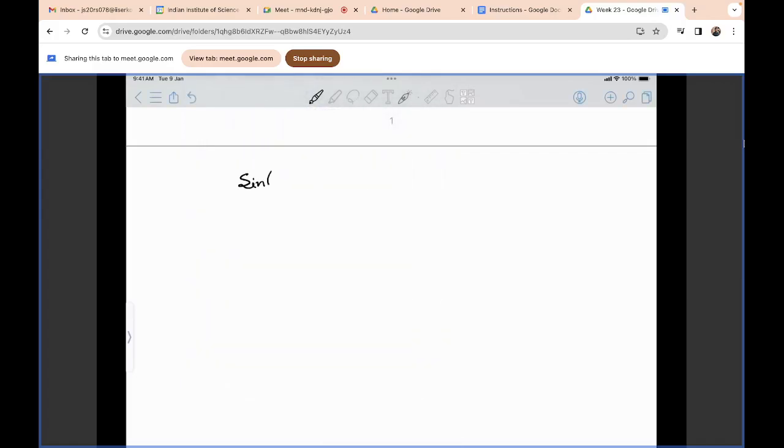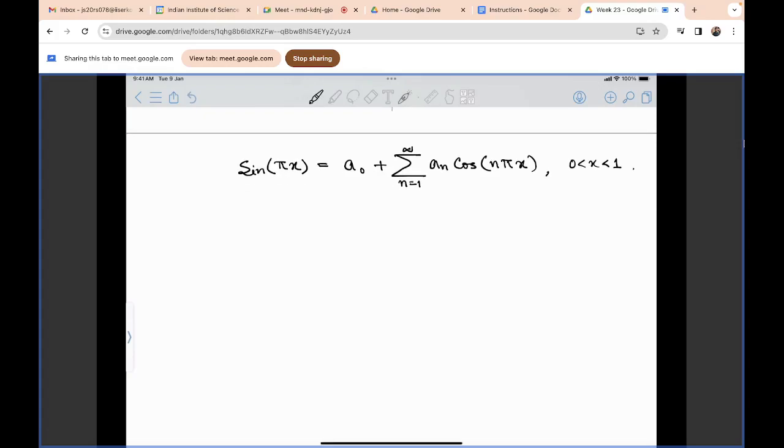So sin pi x is written in terms of a0 plus summation n equals 1 to infinity a_n cos n pi x, for 0 less than x less than 1. We have to find basically a0 and a1, we will need.